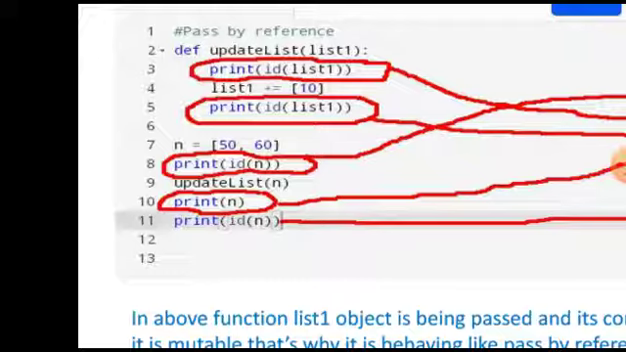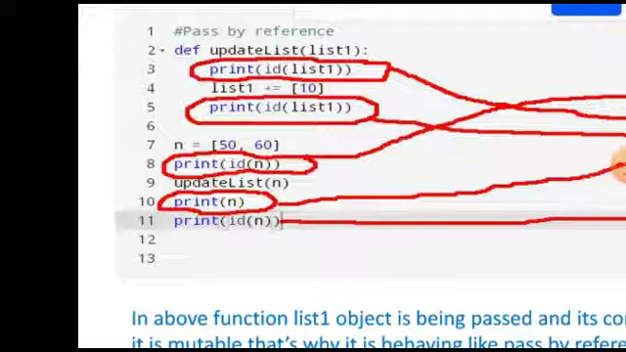The list n will also show the updated list which we have updated inside the update list function through the list1 variable. So the value of the list1 variable will be the same value reflected in the list n in the main function also.